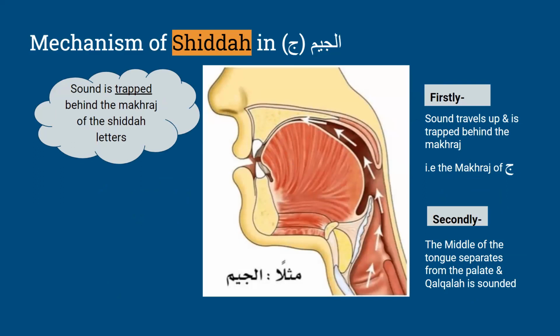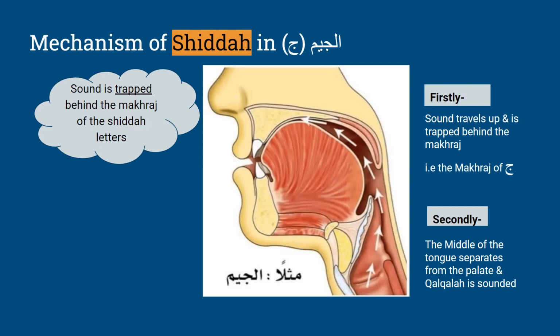Let's say, for example, the jim. The makhraj for the jim is the middle of the tongue, touching the hard palate. So when you touch the middle part of your tongue with the hard palate, you'll notice that the sound is trapped behind the makhraj, unless and until you separate your tongue from the palate. So this shiddah is more clear when you say the jim with the sukoon. For example, id, id, and I'm not separating the middle part of my tongue from the palate, I'm leaving it there.